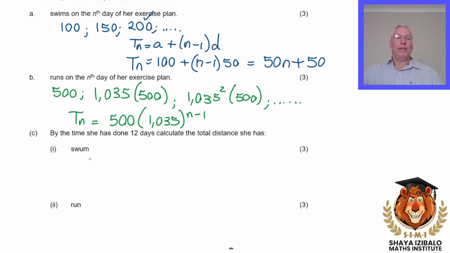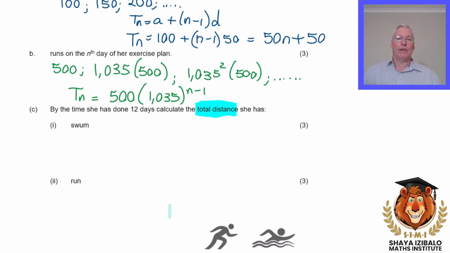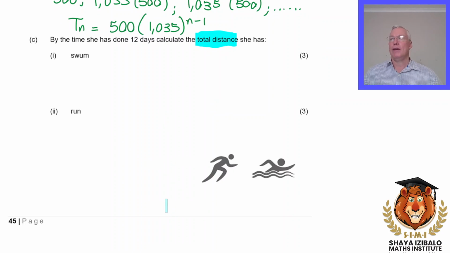The next part of the question says, by the time she has done 12 days of her training, calculate the total distance that she's swum and the total distance that she's run. Now, when we hear the word total, what are we talking about? Absolutely, we're talking about the sum. So now, for the swimming, remember the swimming one was arithmetic, so it's going to be n over 2, 2 lots of a, plus n minus 1 lots of d.